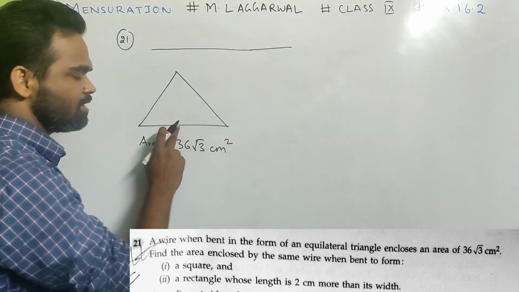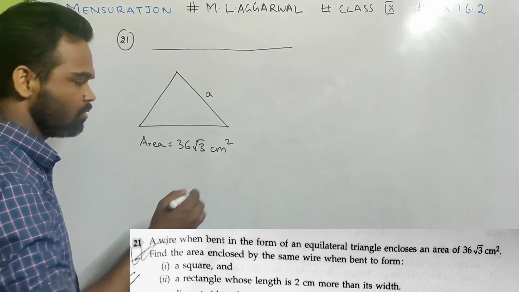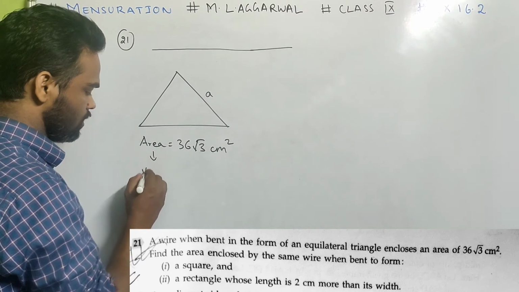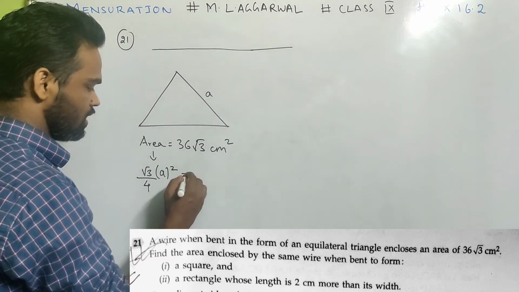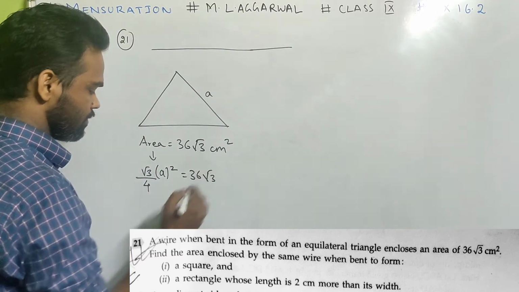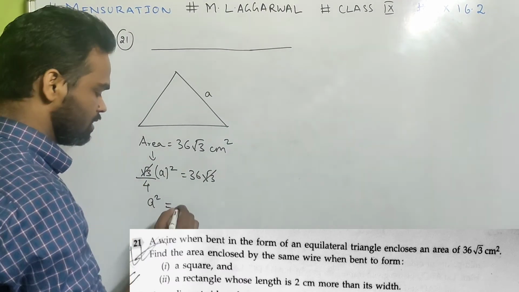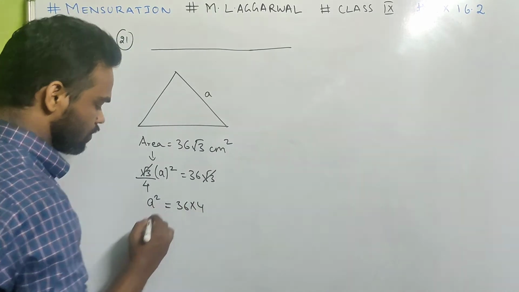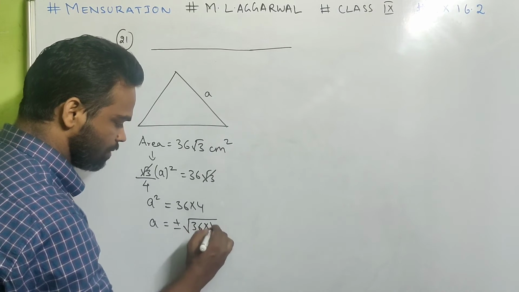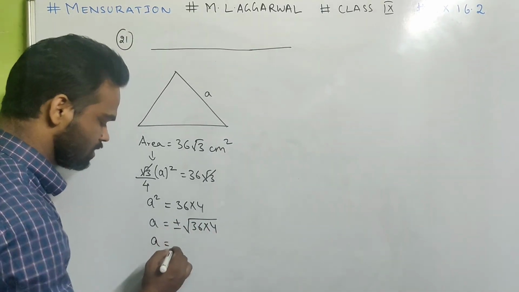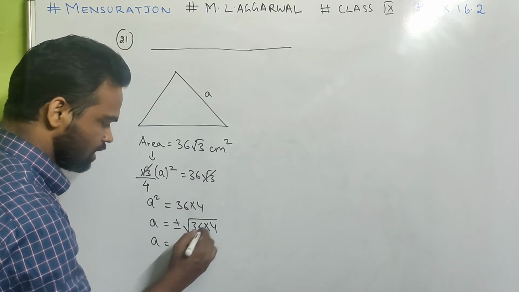Now with this we can find the side of the equilateral triangle. Suppose the side is A. Then we know area is root 3 by 4 side square. That is the area, 36 root 3. Then root 3 cancels out. So A square is 36 multiplied by 4. So A will be plus minus root over 36 multiplied by 4. We'll take the positive sign because side cannot be negative.